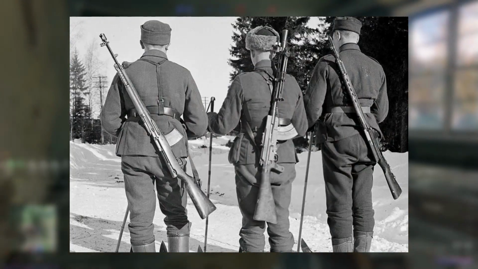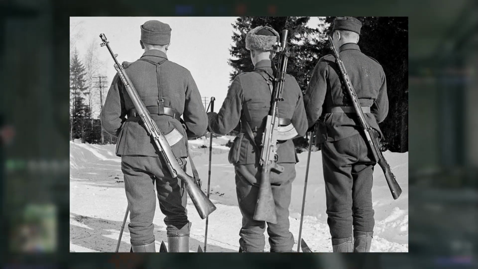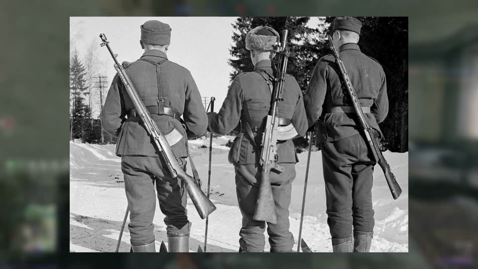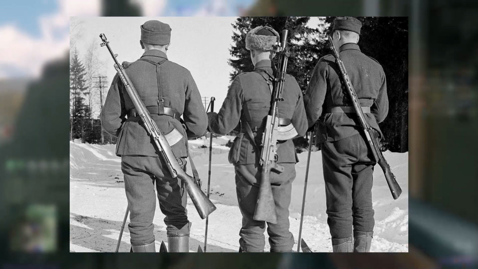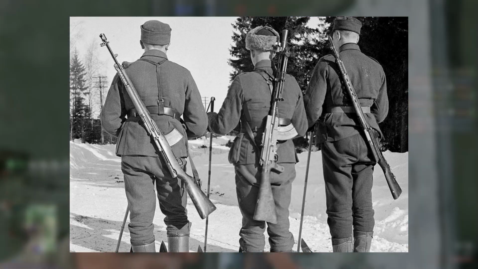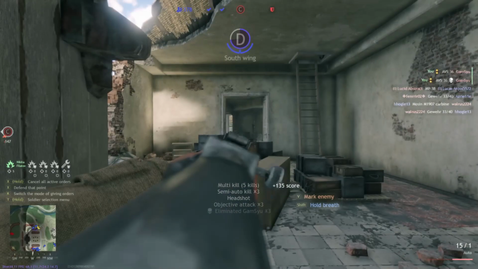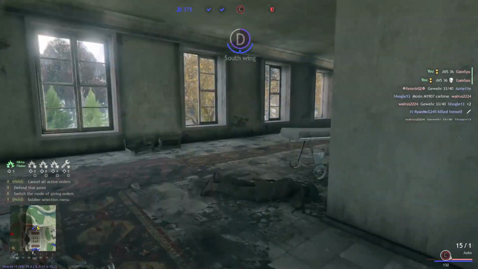It first saw service at Khalkhin Gol and later in the war, but it did not perform well. About 300 AVSs were then captured by the Finns during the Winter War, and in the Soviet Union, the AVS was literally discarded for the SVT-38 and SVT-40s.